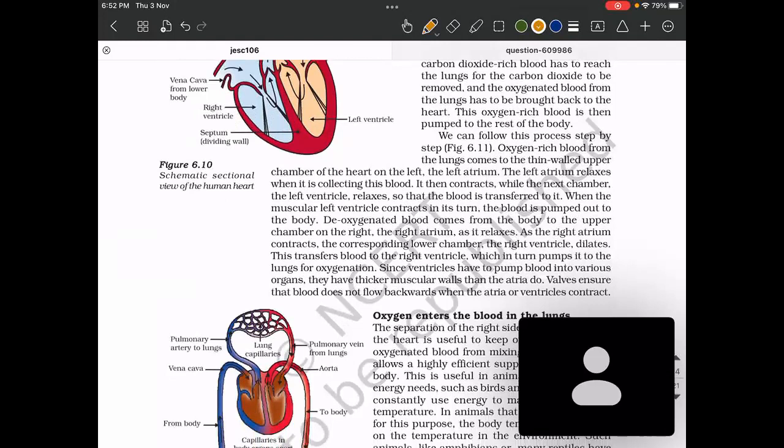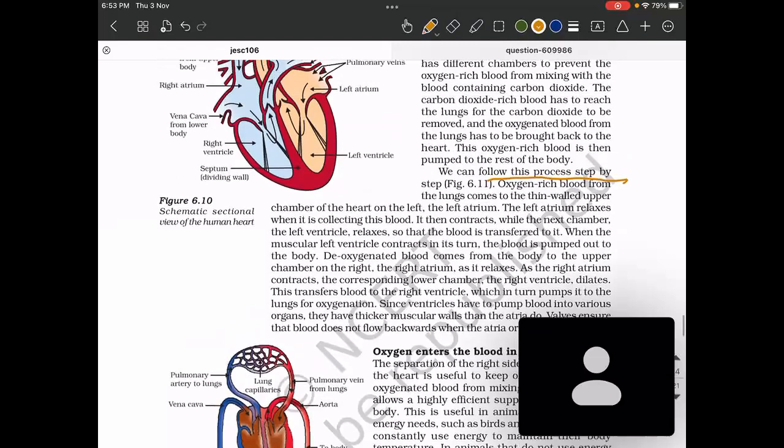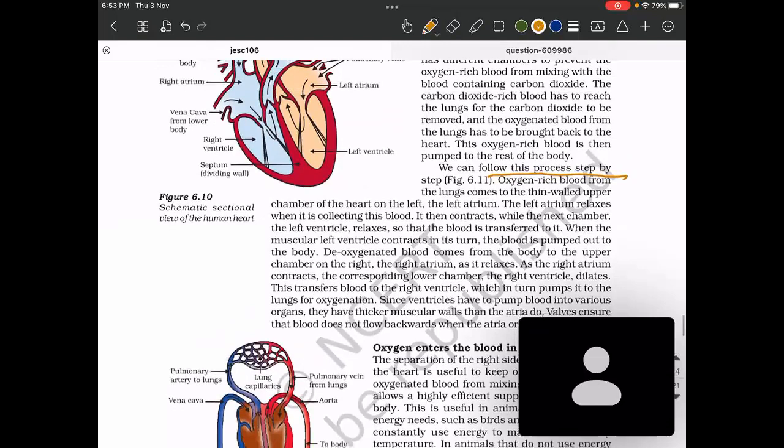You can get a lot of questions on the order and the functions of each and every component. The flow is very, very important: where it enters, where it goes, when the valve opens, when the valve closes, all these things. Just keep that in mind.